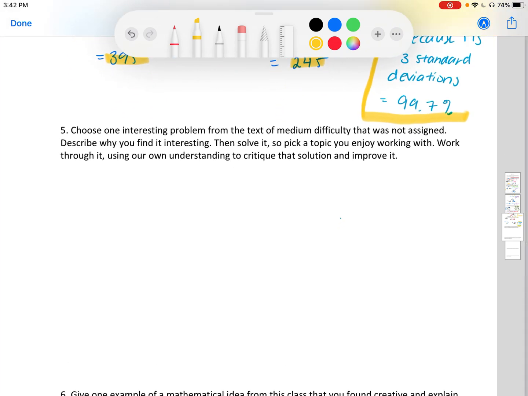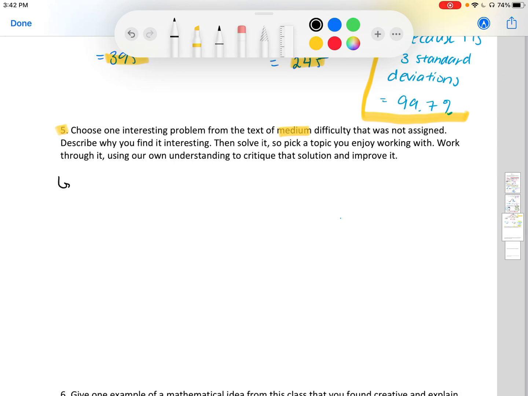All right, the next couple of questions, they're up to you. This is your chance to impress me and show me everything you've learned in this course. For number 5, choose one interesting problem from the text of medium difficulty that was not assigned. Describe why you find it interesting, solve it. So pick a topic you enjoy working with. Work through it using your own understanding to critique that solution and improve it. So pick a medium difficulty question, walk me through it, show me what you've learned pretty much.